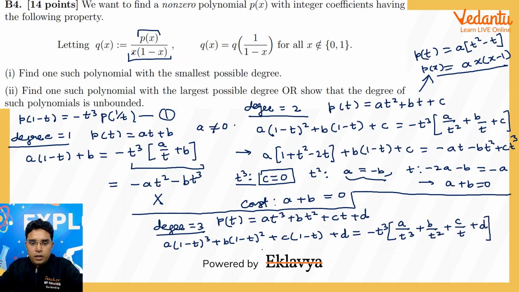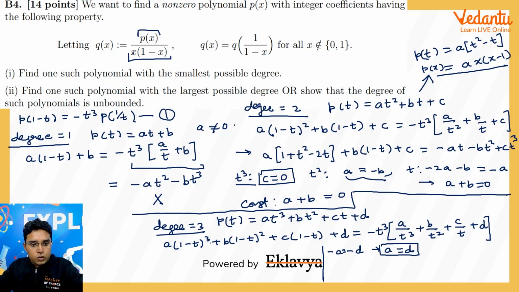Okay, so here if we start comparing the coefficients, let us do it directly. So for t cube, if I compare, on the left hand side I will be getting minus a, on the right hand side I will be getting minus d. So a is equal to minus d, that means a equal to d. So that is one thing. This is from t cube.